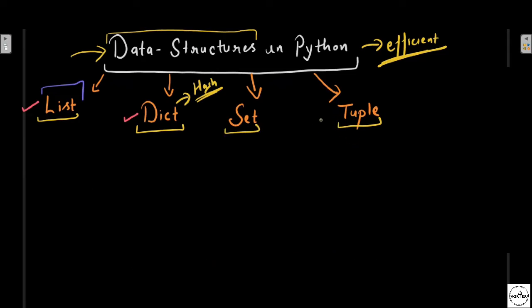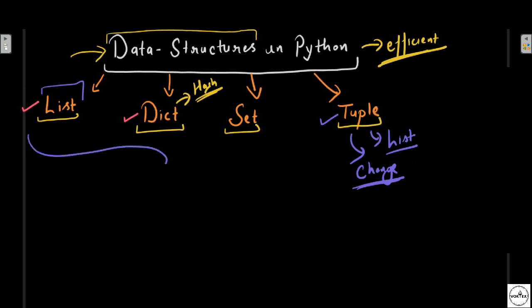So now let's understand what exactly a tuple is. A Python tuple is a collection of Python objects. It means it is much more similar to a list. But there is one more interesting property in a tuple: we cannot change the values inside a tuple. It means it is immutable in nature.